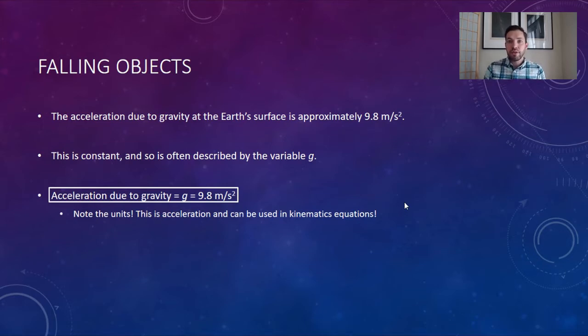You want to make a note of this. It's on your formula sheet. You don't have to memorize it, but we're going to be using it all the time. Pay attention to the units because this is acceleration. We can use this just like any other acceleration in a kinematics equation. Let's take a look at a sample situation and how that would work.